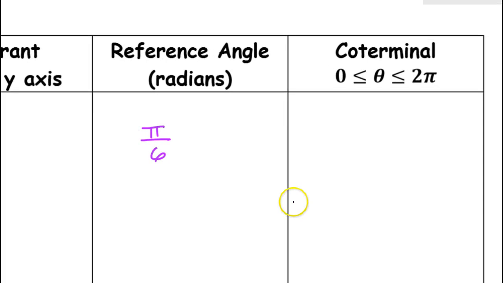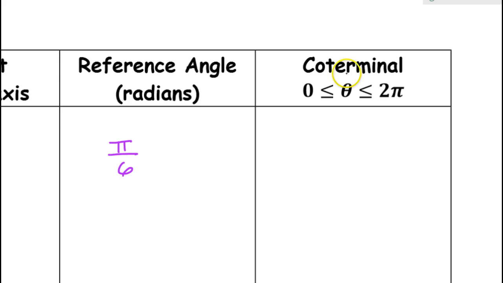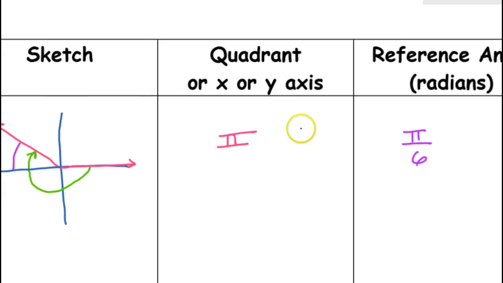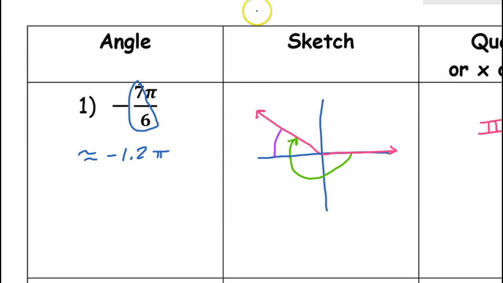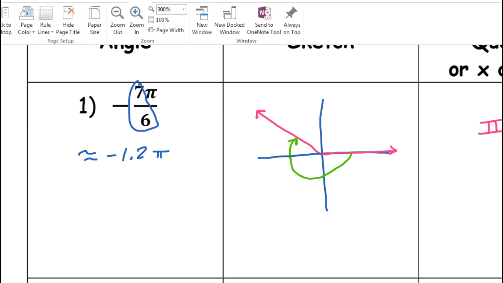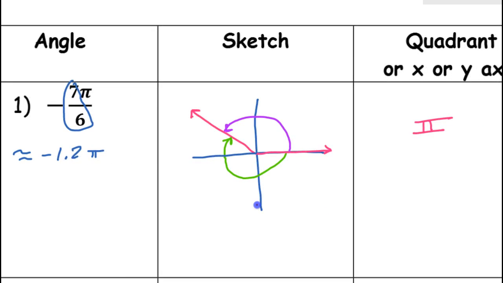Alright, let's talk coterminal angles. Now, we want a coterminal angle between 0 and 2 pi. That means it has to be positive. So a coterminal angle just means another angle that has the same terminal side. So in this case, we're just talking about an angle that goes in the positive direction instead of the negative direction. Alright, so this purple angle I just drew, that would be a coterminal angle. What is that?